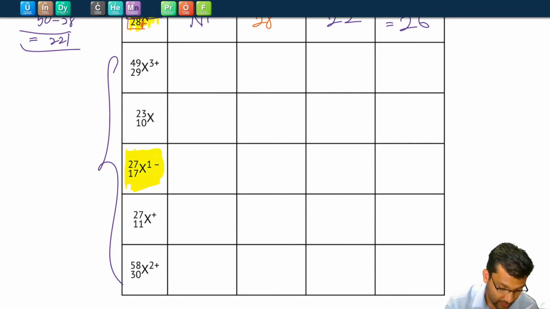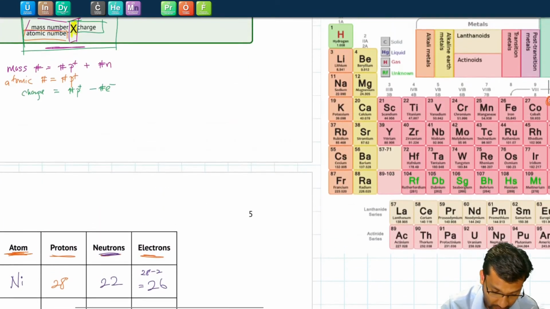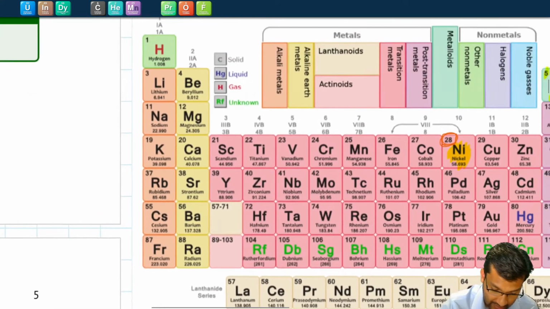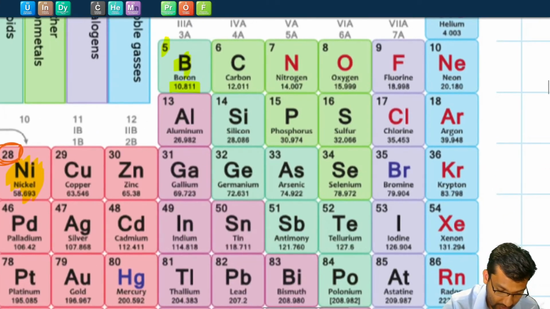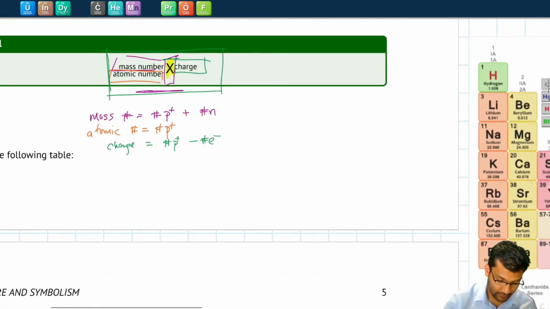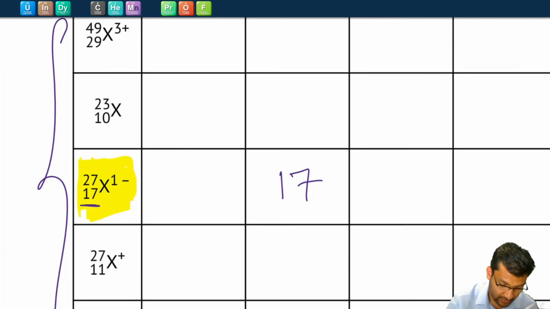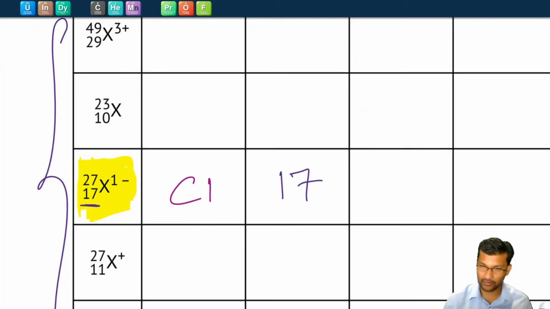So once again, we look at the number of protons. It's 17. What element does that correspond to? Well, let's look at our periodic table. And it's over here. Element number 17 is chlorine. So the element is chlorine, Cl. The symbol is Cl.